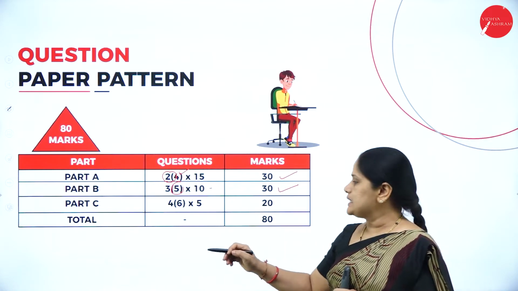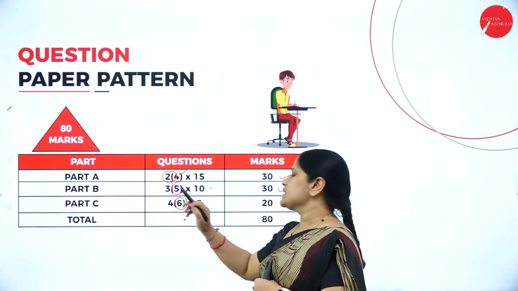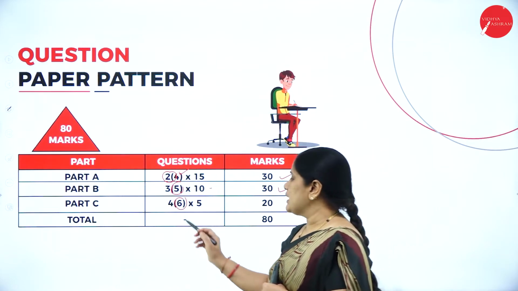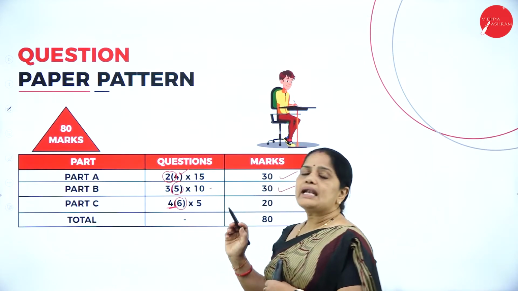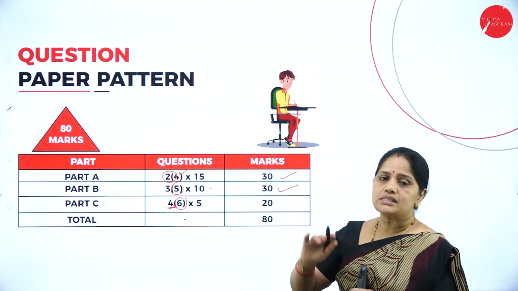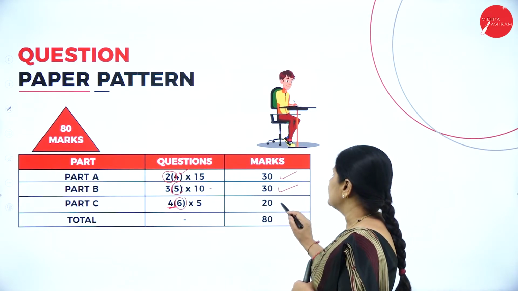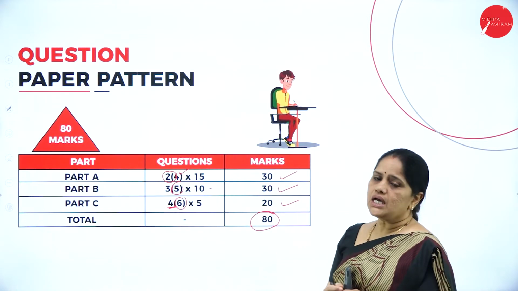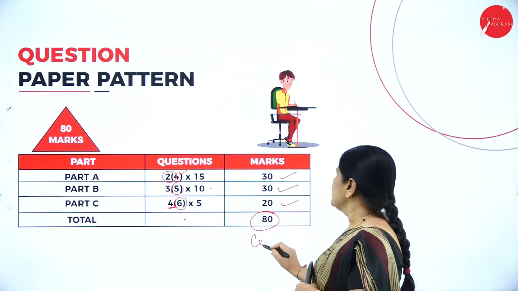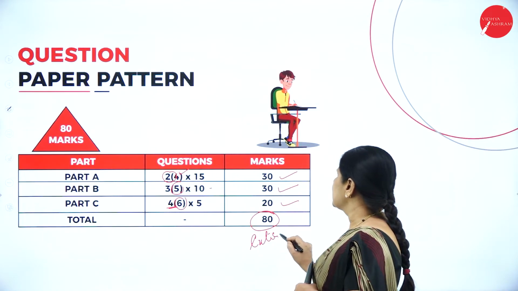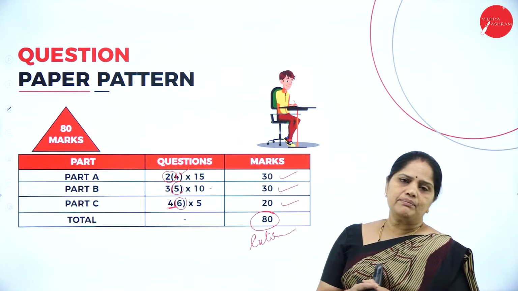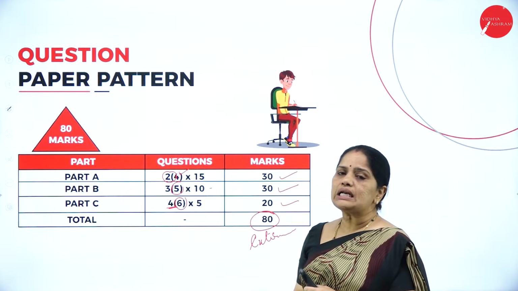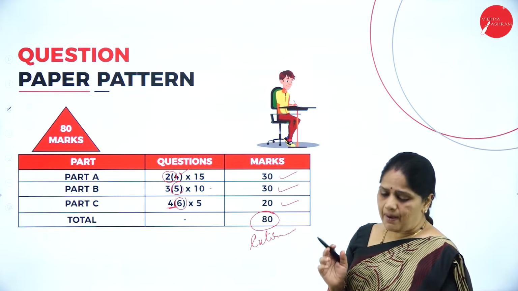Then in part C, we have 6 questions. Out of the 6 questions, you have to answer only 4, and each carries 5 marks. So 4 into 5 is 20. So you come up to the total of 80 marks. This 80 marks you will have to write for the external. So for 80 marks you write, and then 20 marks will be the internal. So totally the paper is for 100 marks.